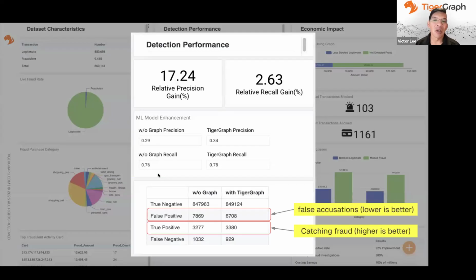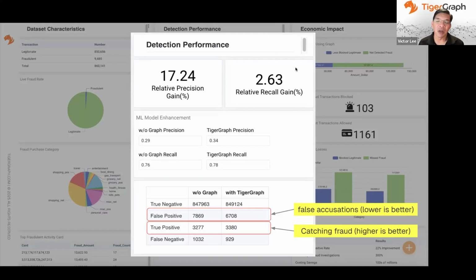And here are the results. Again, looking at our dashboard, so let's start at the bottom. We're trying to see how well we are predicting. True positive is when you are detecting real fraud. And you can see with TigerGraph, there's about a 5% increase. And false positive, this is when you are falsely accusing somebody of being a fraudster when they really aren't, or a transaction. And that goes down. So both of these moved in the right direction.